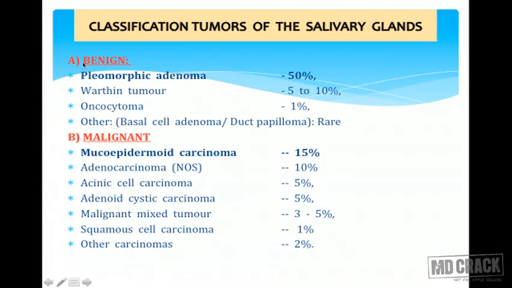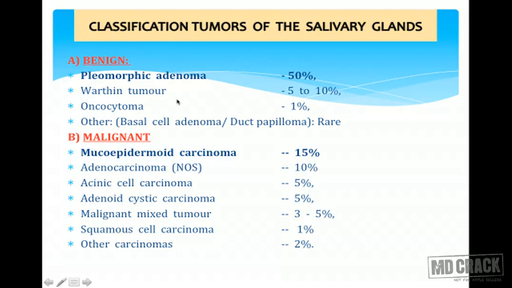Remember, if they ask us a question like what is the most common salivary gland tumor, it is a pleomorphic adenoma. If they ask the most common malignant tumor of a salivary gland, then you have to answer mucoepidermoid carcinoma. So this is the most common malignant, this is the most common benign. Pleomorphic adenoma is 50% of the tumors, and 80% of the pleomorphic adenomas occur in the parotid gland.